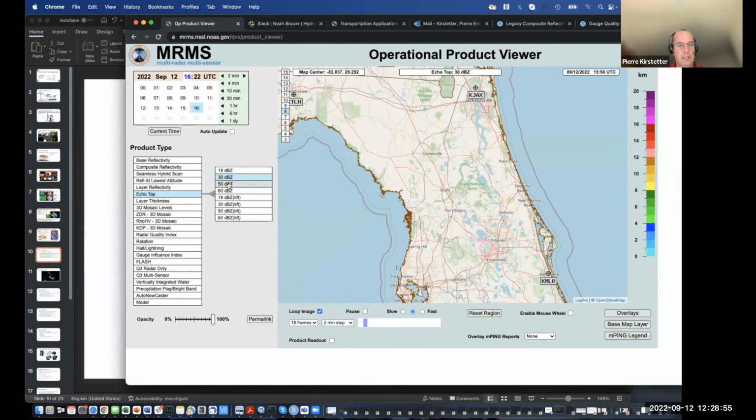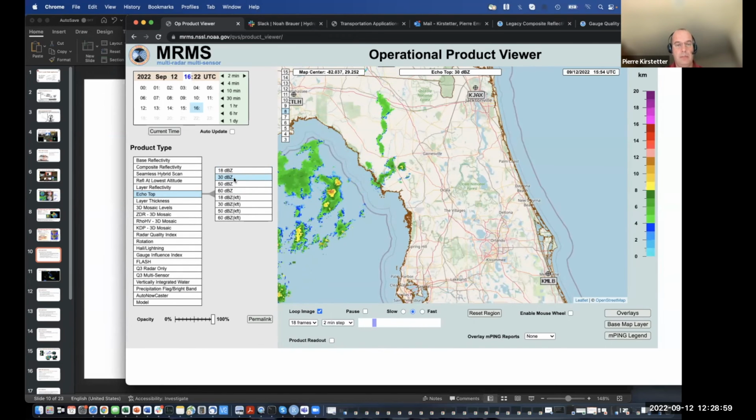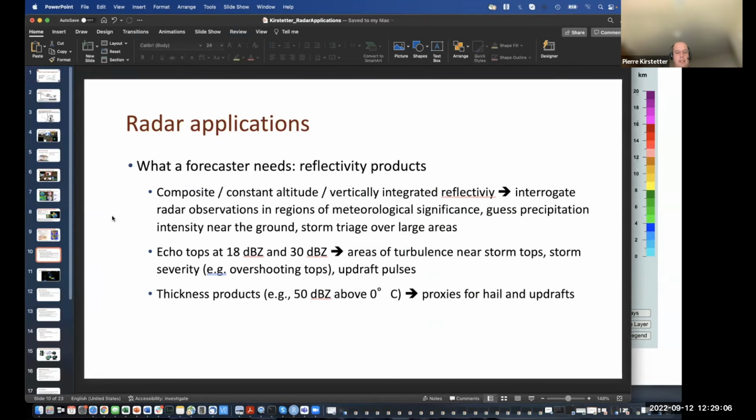You can interrogate the altitude at which the radar sampled 30 dBz, 50 dBz, and 60 dBz. What does it tell you? Well, it indicates areas of turbulence near storm tops, but also storm severity.